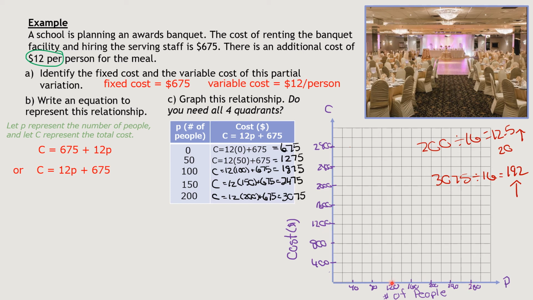So I'm going 0 on my p-axis, which means I'm staying here, and I'm going up 675 units, so I'm just going to put a dot right about there. And this point is really important. It's important to note that we're not passing through 0, 0. That would be direct variation, but we're up here. That's what makes it partial variation, because 0 people did not mean 0 cost. So 0, 0 is not on here. So let me put my first dot on there, maybe right around here, I guess, somewhere.